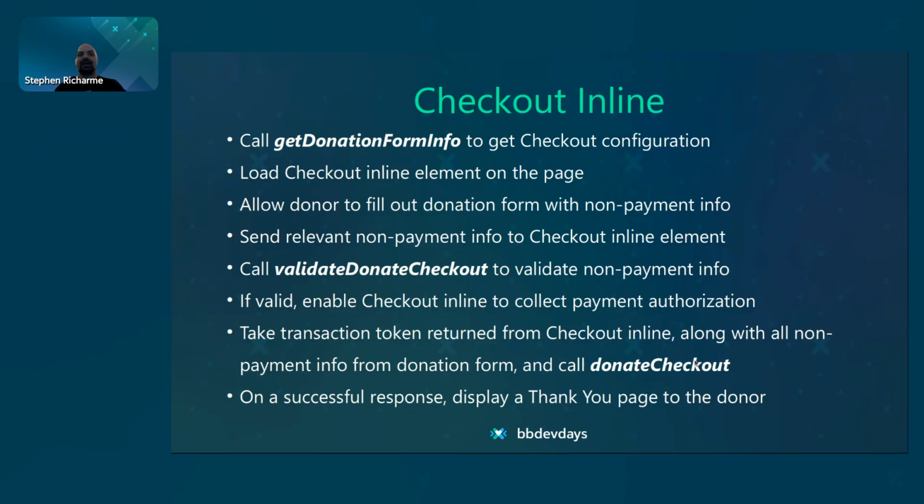So the main changes here have to do with how you're updating the checkout inline element with the donor's information as they're filling out the form. Making sure that you validate all of that information before you allow them to fill out the payment information. Again, that is critical because we want to make sure that at the point where we are doing the payment authorization, everything else that they've filled out on the donation form meets the requirements to successfully record the transaction in Luminate Online.